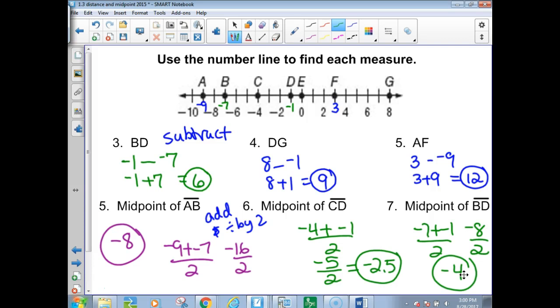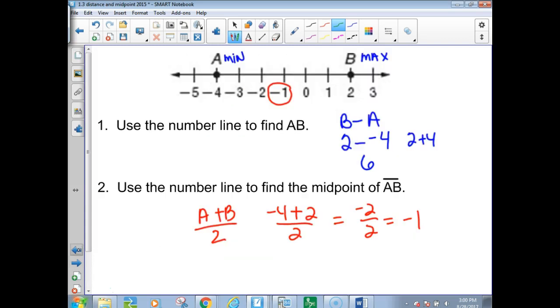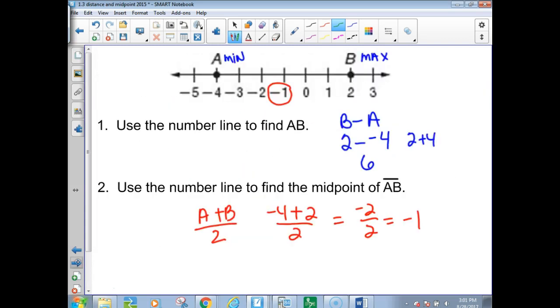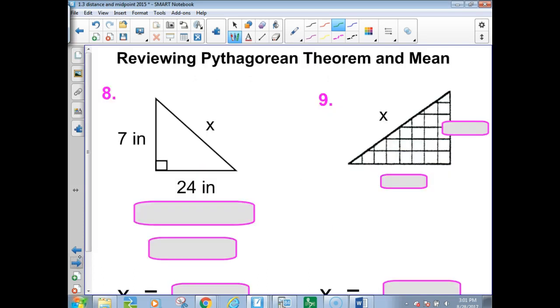All right, now comes the harder part. Pythagorean theorem and mean distance. Let's see, I'm going to relate... one second. Reviewing the Pythagorean theorem and the mean. Mean is just average. Okay. Pythagorean theorem, this is what we had trouble with.